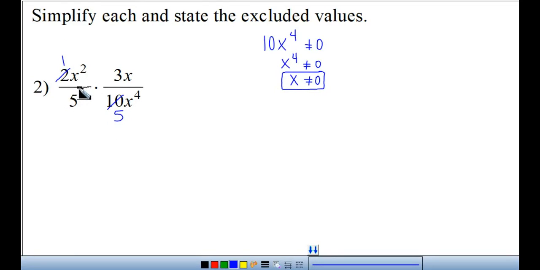Remember, these exponents represent how many you have of each variable. So I'm going to take these 2 x's and cancel out 2 of these, and it will leave x squared in the denominator. I'm not done, because this single x can cancel out one more x, leaving a single x in the denominator. Now, to write my answer, I'll multiply everything that remains in the numerator, 1 times 3, and I'll multiply everything that remains in the denominator. 5 times 5 times x is 25x.